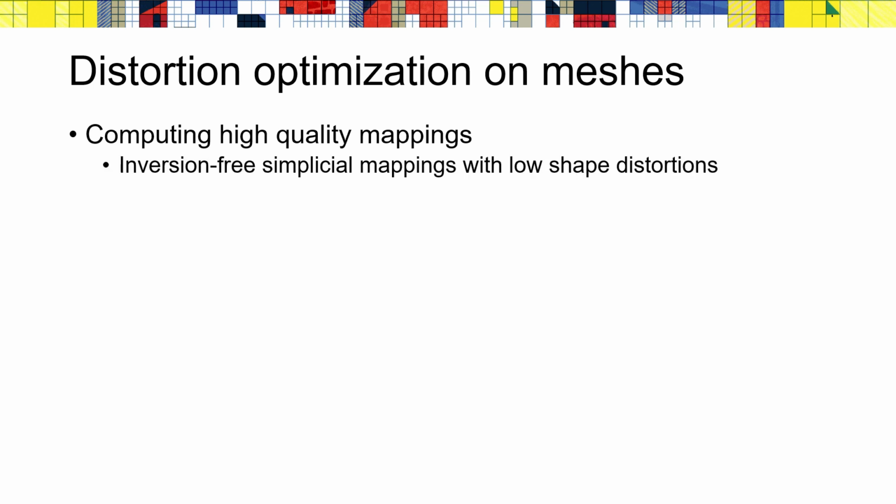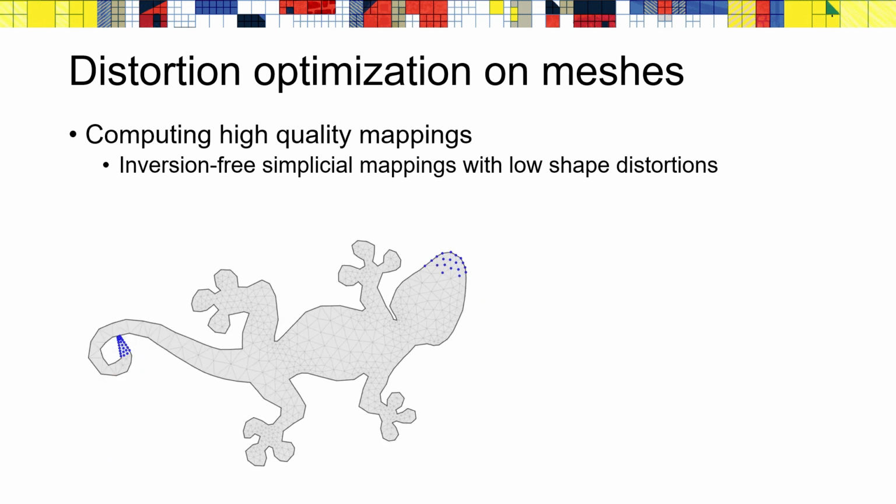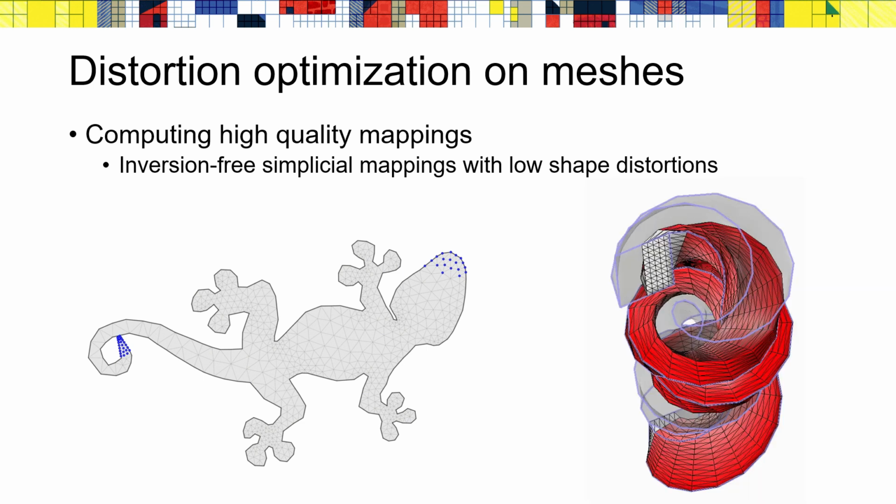Distortion minimizers are inversion-free mappings that induce low shape distortions on meshes, and those mappings are desirable in many geometric processing tasks. Let's see some basic examples of how a planar shape is deformed during the distortion optimization process on a triangle mesh. And another example of distortion optimization on a tetrahedral mesh.